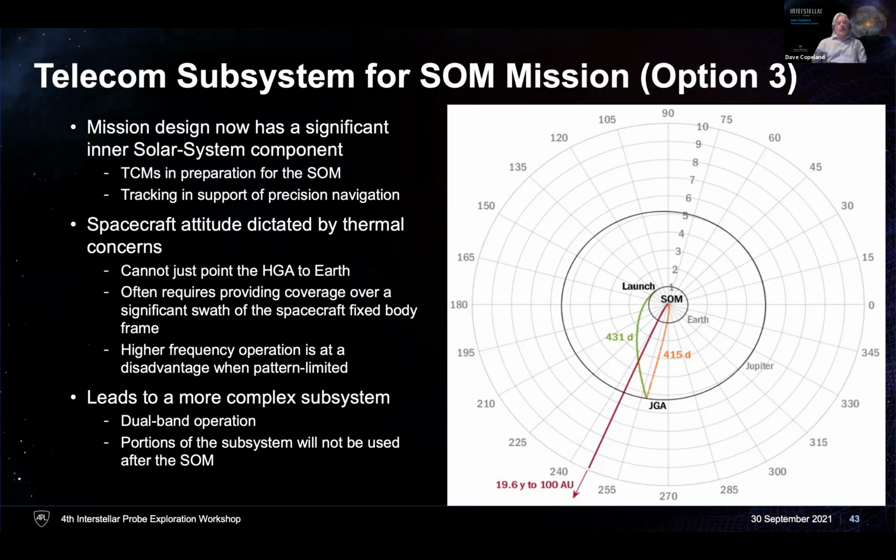In operations in the inner solar system, your spacecraft attitude is quite often dictated by concerns other than pointing the antenna. So we can't just swing around and point that high gain to Earth. You're also often requiring large swaths of visibility and contact around the spacecraft. Our Parker Solar Probe, for example, uses fan beams that cover an entire half plane around the spacecraft. In that scenario, you're now pattern limited, which means that higher frequency operation is at a disadvantage. So overall, this is going to lead to a more complex system. The straightforward approach here is to actually do a dual band system, knowing full well that chances are portions of this system are not going to be used after we conduct that maneuver. Okay, next slide, please.